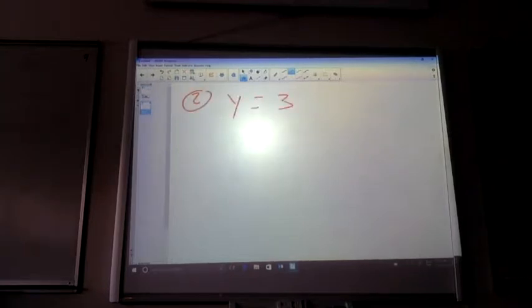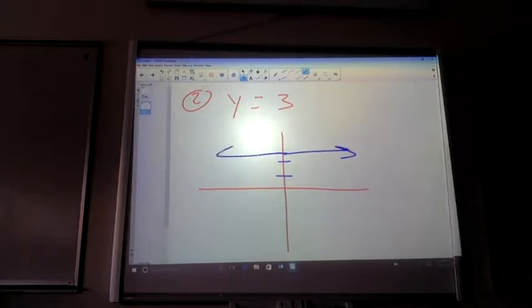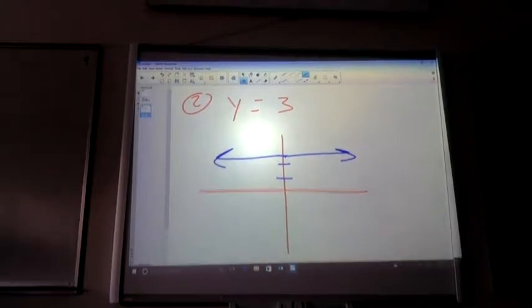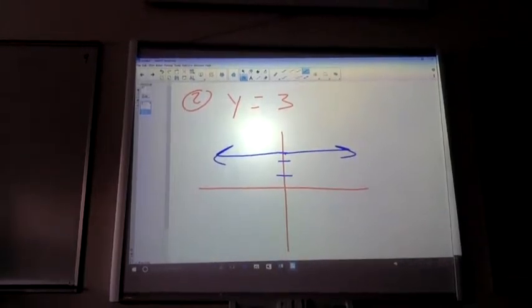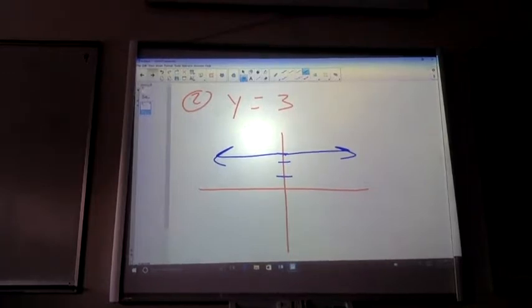Y equals 3. It is a straight line, but what kind of straight line is it? Horizontal. It goes right through 3. Looks like this. Is that graph increasing or decreasing? It's neither. It's constant. Is that a function? Yes. So this is a constant. It's a horizontal line. Your graph is not increasing or decreasing. In fact, your slope is 0. Okay, and then problem number 3.